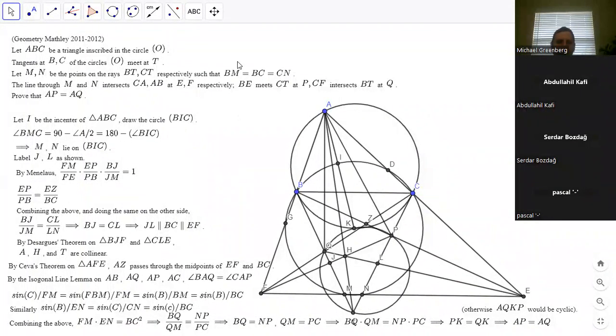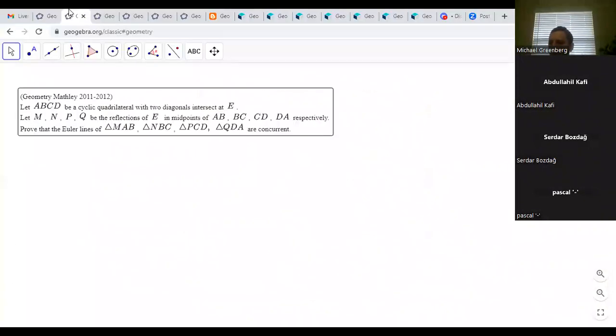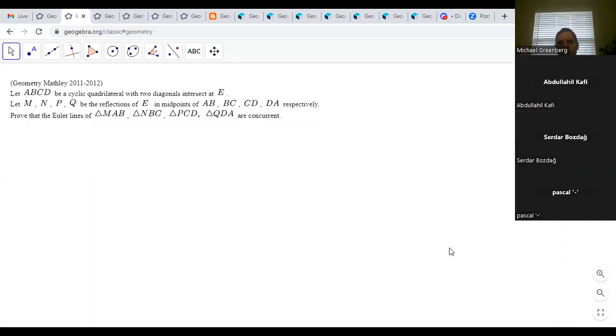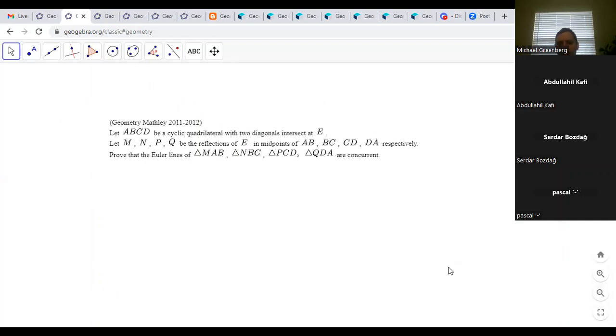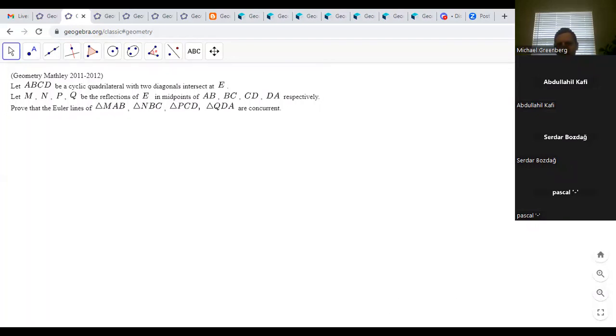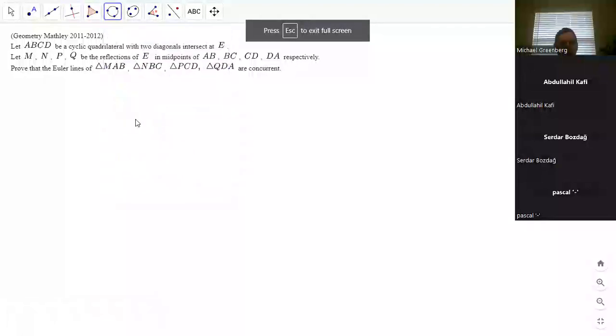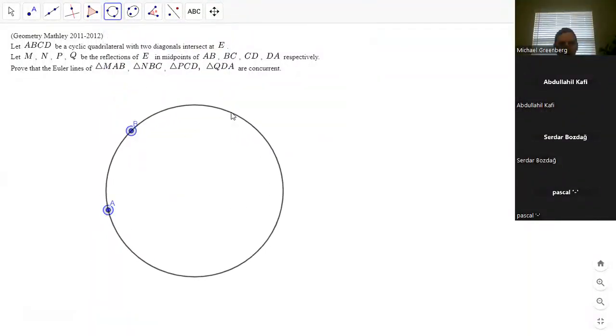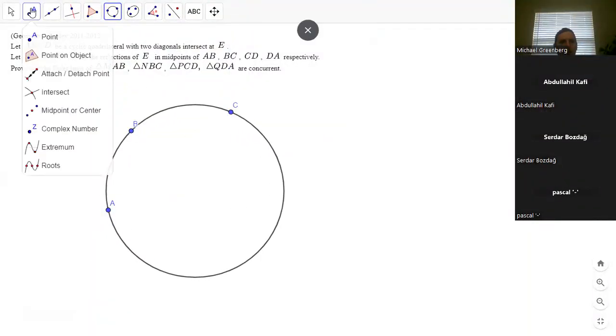We use Desargues' theorem, we use the isogonal line lemma, we use Menelaus. Very cool. Okay, so it's 9:55, so we're about a third of the way through. This problem involves a lot of Euler lines. So we have a cyclic quadrilateral and its diagonals intersect at E.